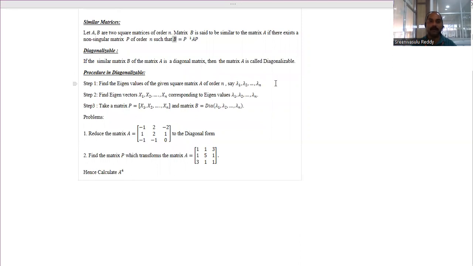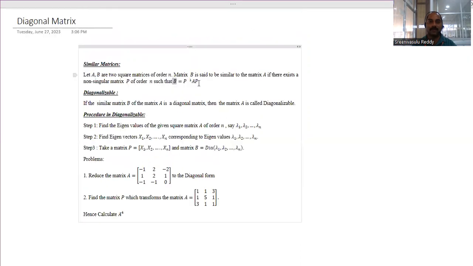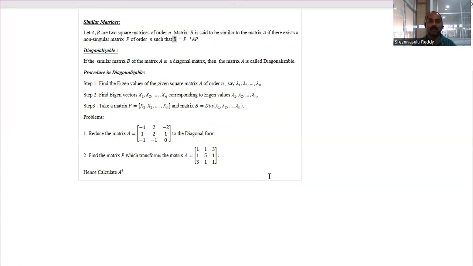So, the procedure to find the diagonalization: first find the eigenvalues and corresponding eigenvectors. Eigenvectors are taken in column form. We get a P matrix. This P is obtained by taking eigenvectors in columns. Okay, this is the procedure.